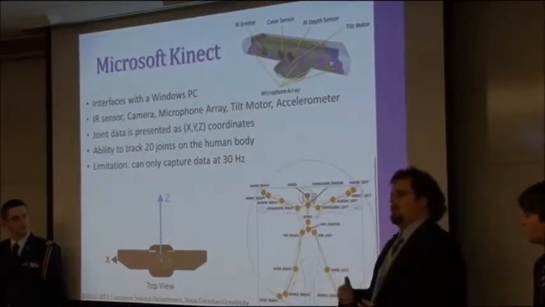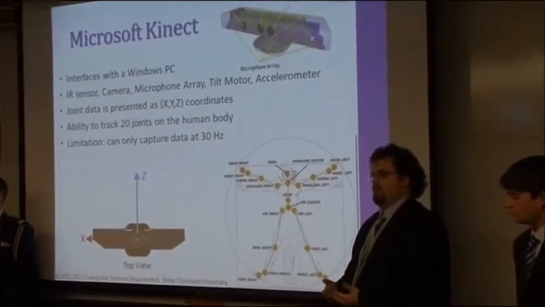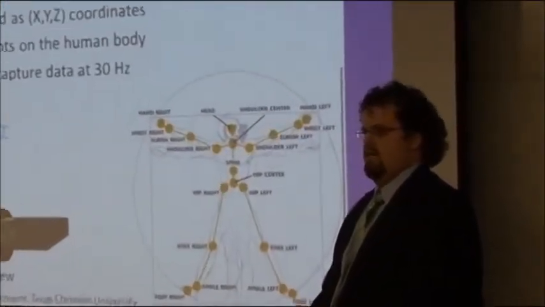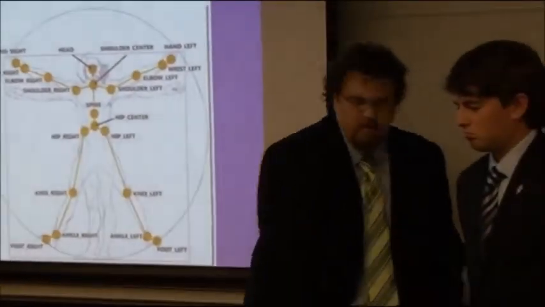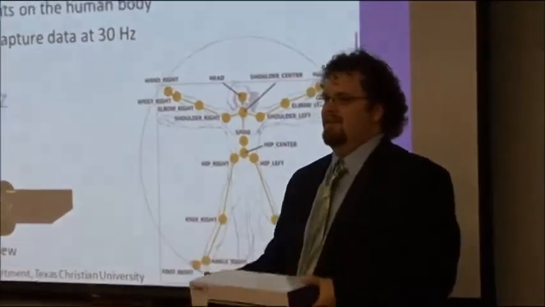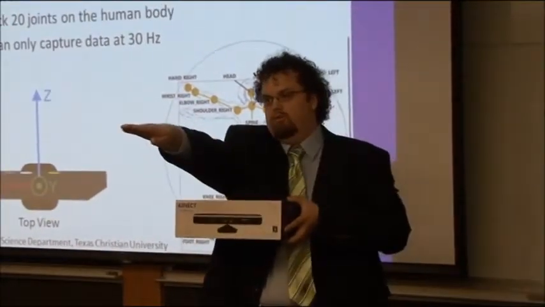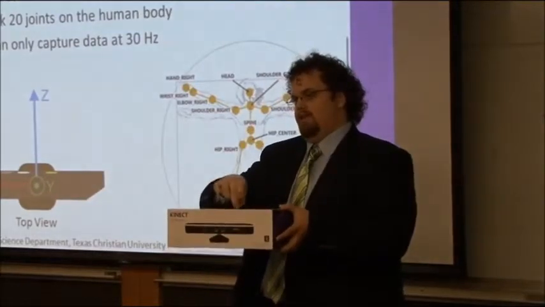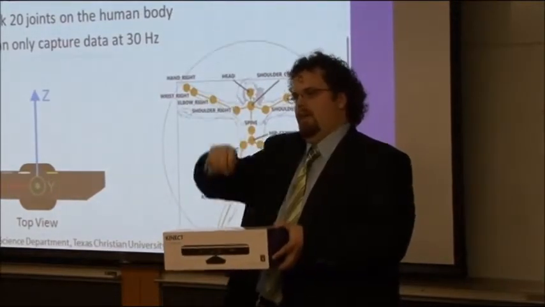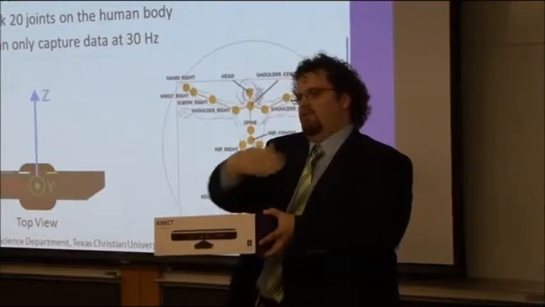Now, whenever the programmer accesses these joints on the human body, they're presented as an XYZ coordinate, which, if you'll pretend that this is a Kinect, the Z-axis starts at the Kinect and gets larger as it goes out towards you. The Y-axis starts at the Kinect and gets larger as it goes up, and the X-axis starts at the Kinect and gets larger going to the left.